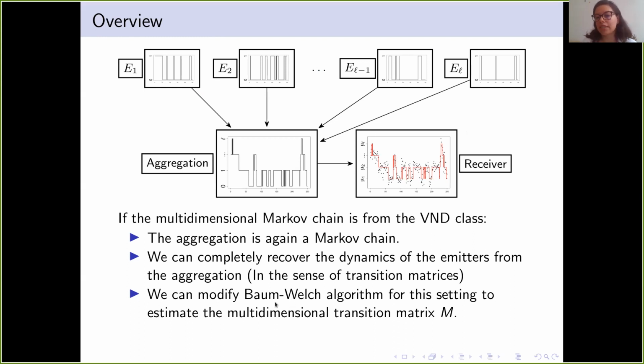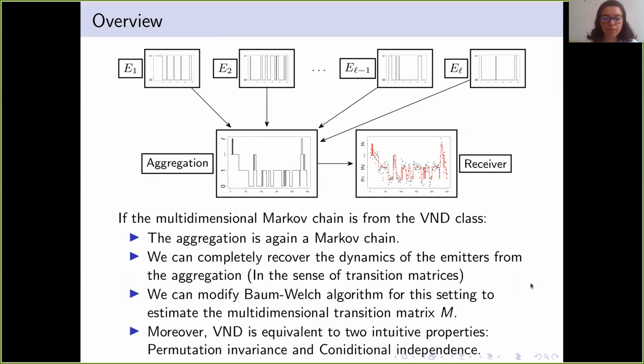Here, Van Veelt's algorithm is basically an expectation maximization algorithm. And in those steps, we can include the parameterization of the M to make this algorithm precise and make it recover this M matrix. And moreover, VND is equivalent to two very intuitive properties: permutation invariance, that is basically relabeling, and conditional independence, that is, if I am able to see the whole vector at time k, then I can treat it at the next time as independent.